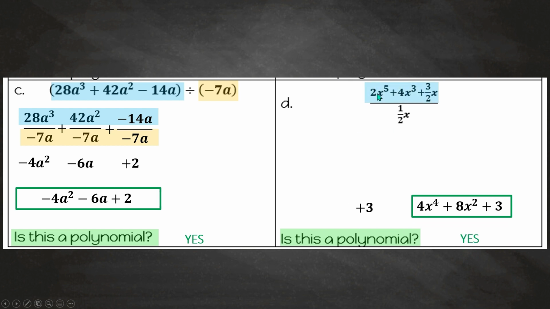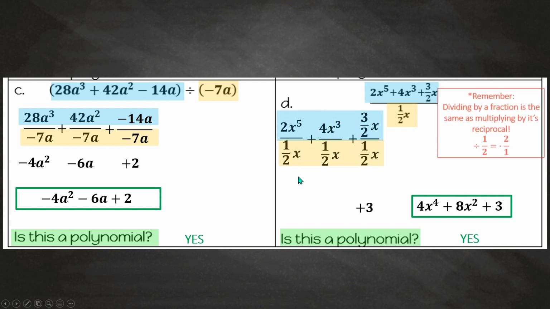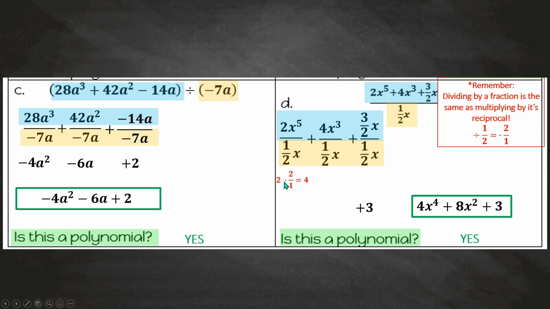So we're going to take this 2x to the power of 5 plus 4x cubed plus 3 halves x, and we're going to divide that by 1/2 x. But again, when we are dividing by a fraction, we are actually multiplying by its reciprocal. So 2x to the power of 5 divided by 1/2 x. Well, 2 divided by 1/2 is actually going to be 4, because 2 multiplied by 2 over 1 is equal to 4. So I end up getting 4x to the 4th.